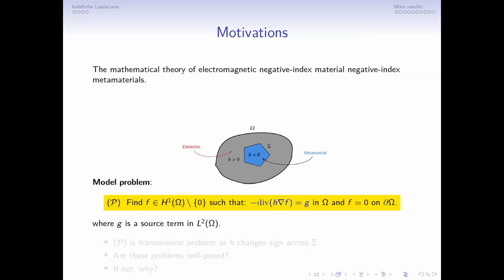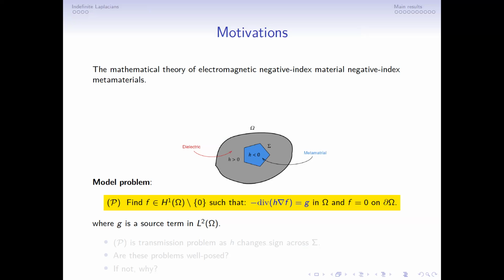Okay, so in fact, the problem comes from different areas, for example, from the mathematical theory of electromagnetism, of negative index material. So what is this? We assume that we have a domain omega, but this domain is split by a contrast hypersurface sigma, where here we have a material which has a positive electric permittivity and here a negative electric permittivity. So those are two different materials.